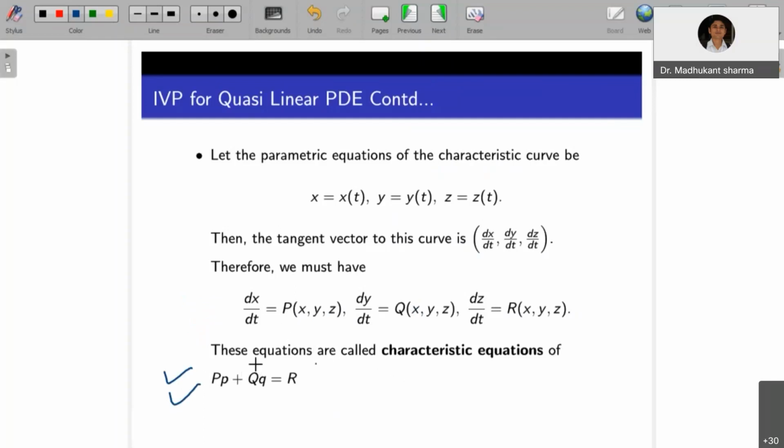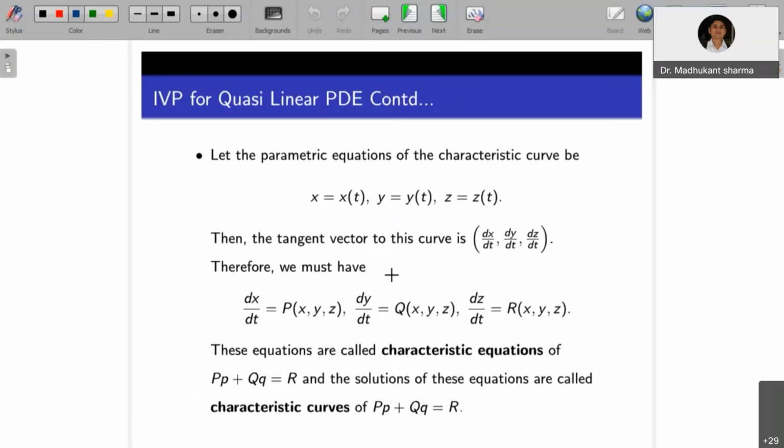So you have this quasi-linear PDE, and these ordinary differential equations are called the characteristic equations of it. So we have some name attached with this. Characteristics is a suggestive name because it characterizes the solution, so this is why the name has come.